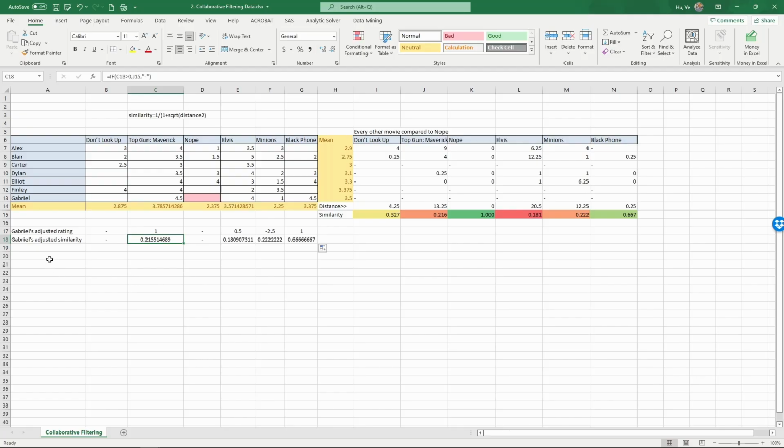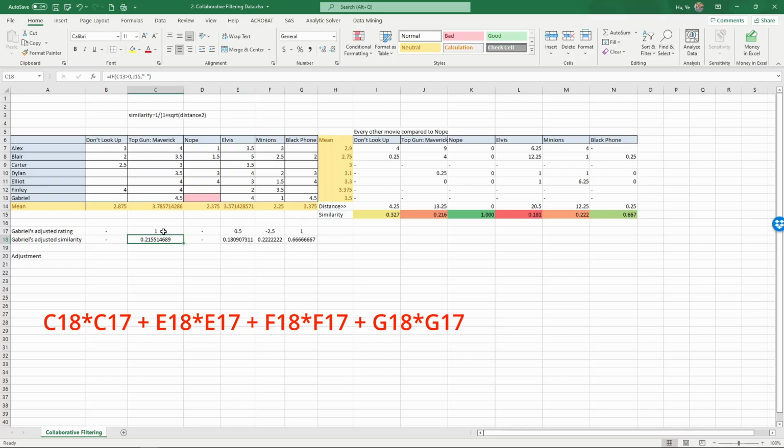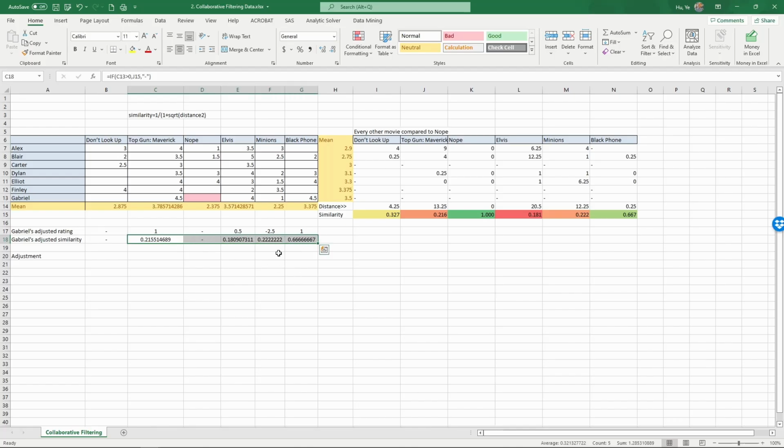So now we're going to calculate an adjustment of Gabrielle's rating, and then we'll add back to our mean rating. So remember, this adjustment is using the similarity measures to weigh the adjusted ratings and then sum them together. So what we want is basically this multiplied by this, this multiplied by this, this multiplied by this, and this multiplied by this, the weights, and then sum them together, and then we're going to divide that by the total weights that we have put in.